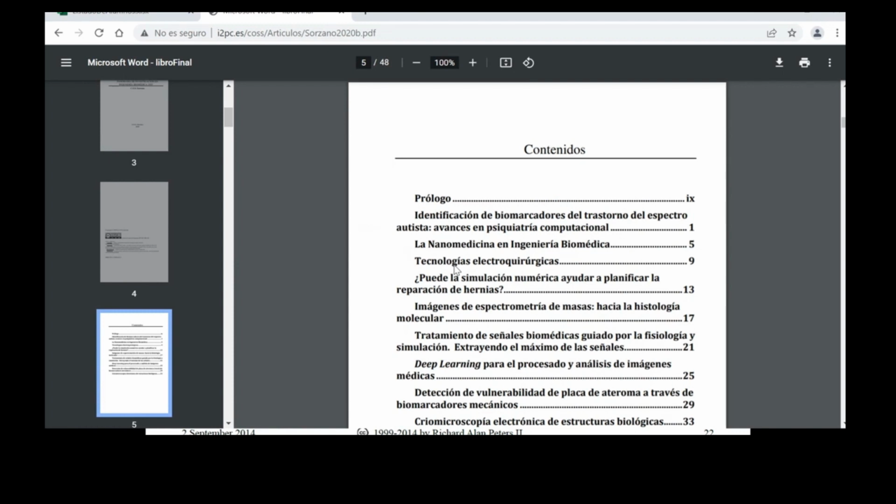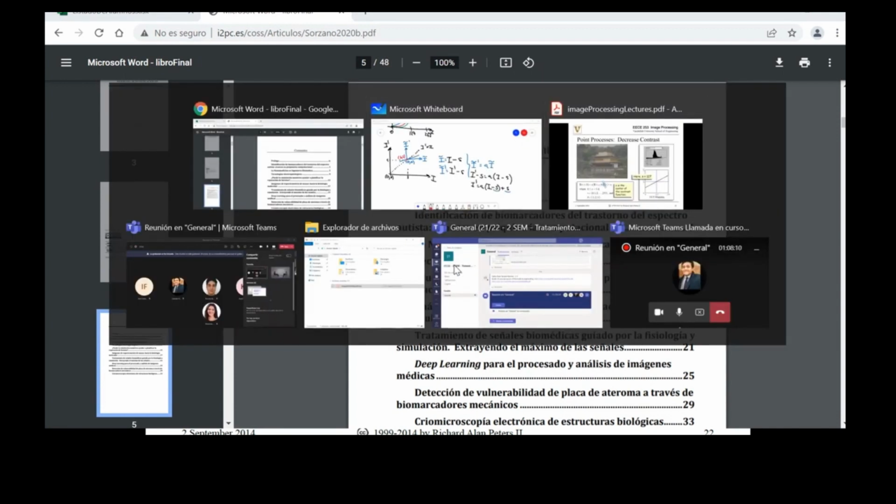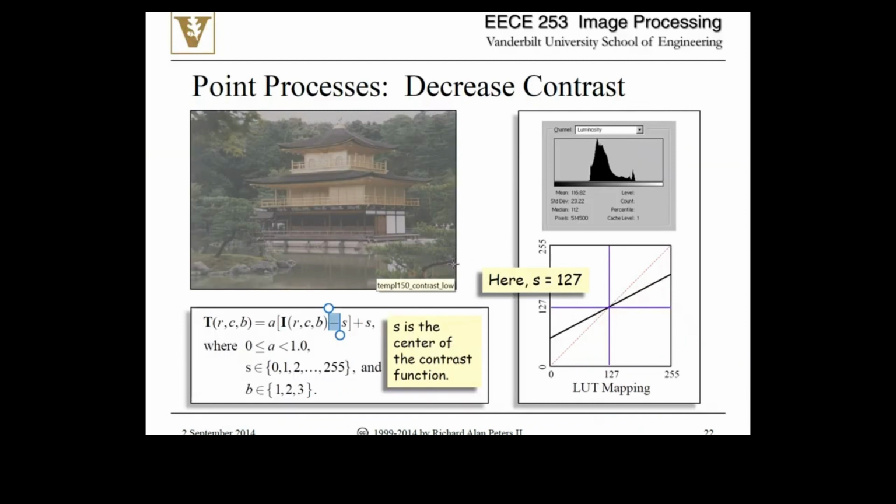Okay, let's go back to our slides. Now we understand the transformation. It is exactly what we described on the whiteboard. This is the input, this is the output, and we have shifted the coordinate axis to this point, S, and here in this example S is 127. Then in that coordinate axis, the blue one, the transformation has a slope that is smaller than 1.